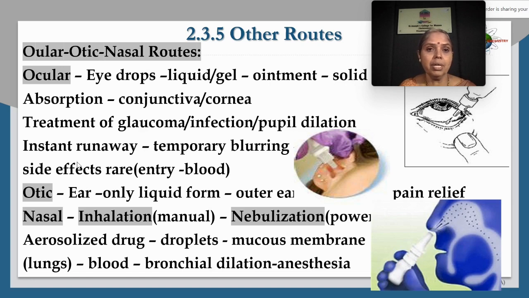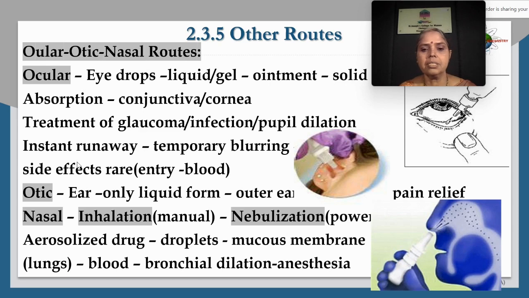And there will also be another disadvantage. There can be temporary blurring for a few hours, so blurring of vision. Side effects are rare, but if at all we get some side effect, it is because of absorption of the drug into the blood. For some people there can be some intolerance, then they will notice some side effects due to entry of the drug into the blood.